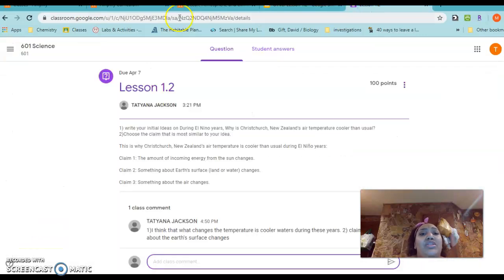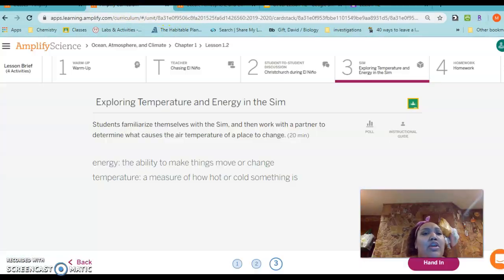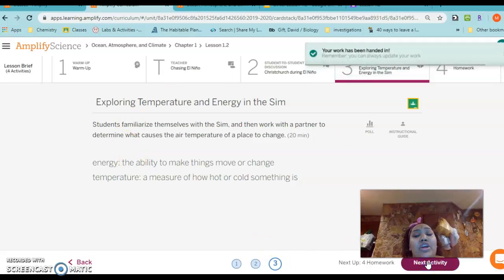Remember that once you get these definitions down, or if you already have them, you're going to hit the hand in button. So I know it's all handed in. It'll say your work is handed in. We can always update your work.